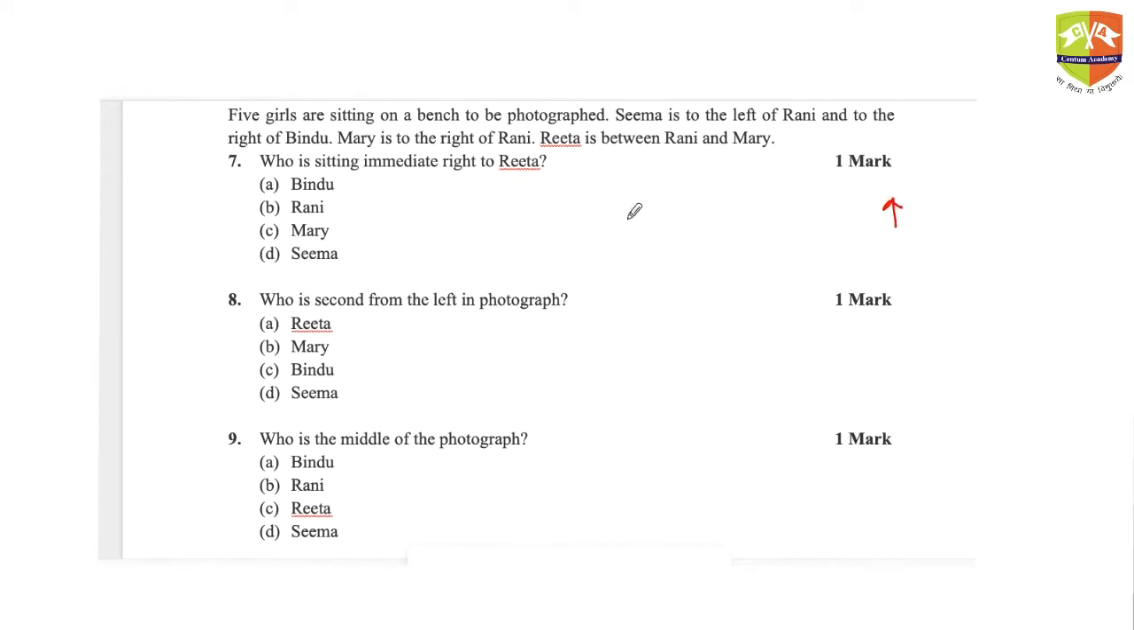Seema is to the left of Rani. So if this is Rani, this is left, this is right. So I will write here Rani, then Seema would be on her left. And to the right of Bindu, so here is Bindu. Rita is between Rani and Mary. So here is Rita and here is Mary, because I cannot put Rita somewhere here because already Seema and the other are there.